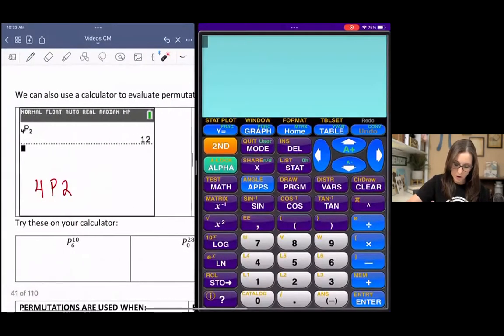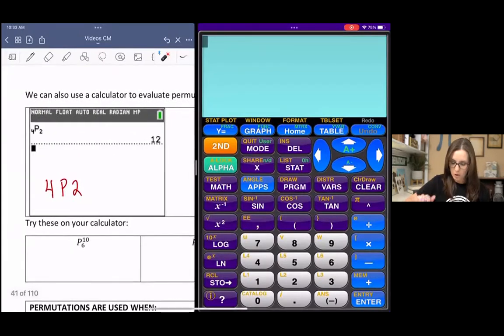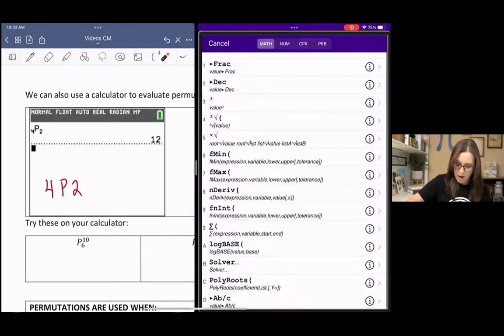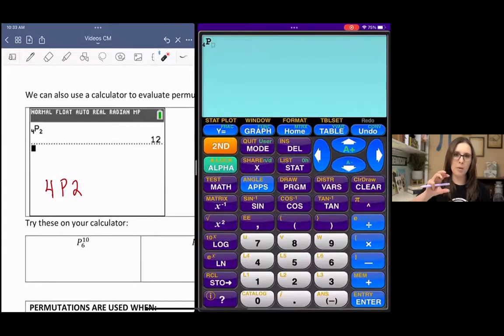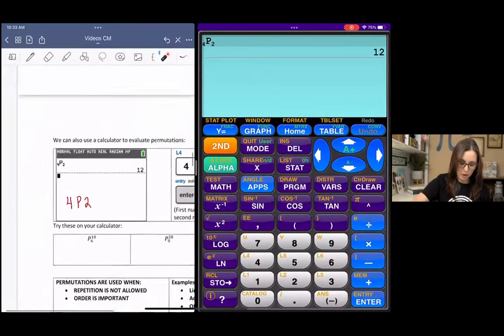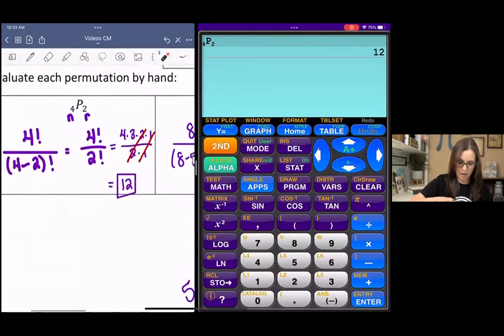So it's 4 choose 2, which means I have to start with 4. 4, go to math, over to probability, and under the probability menu is nPr. And then mine pulled up the template, so I was wrong. It didn't do the bigger font like I thought. And then the r value is 2. Hit enter, and there's that 12, which is what we got when we did it by hand. Yay!